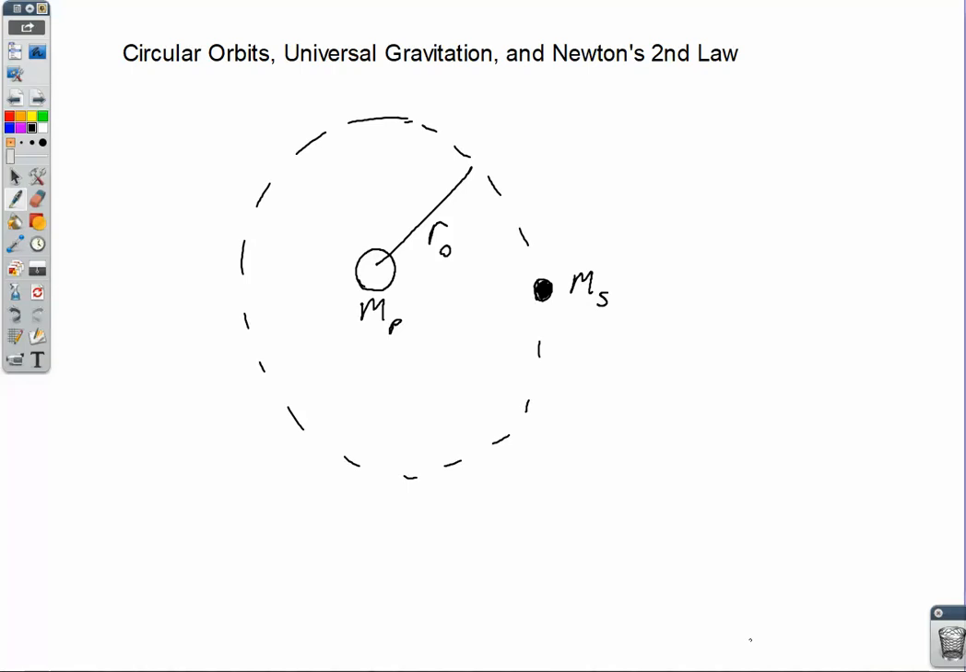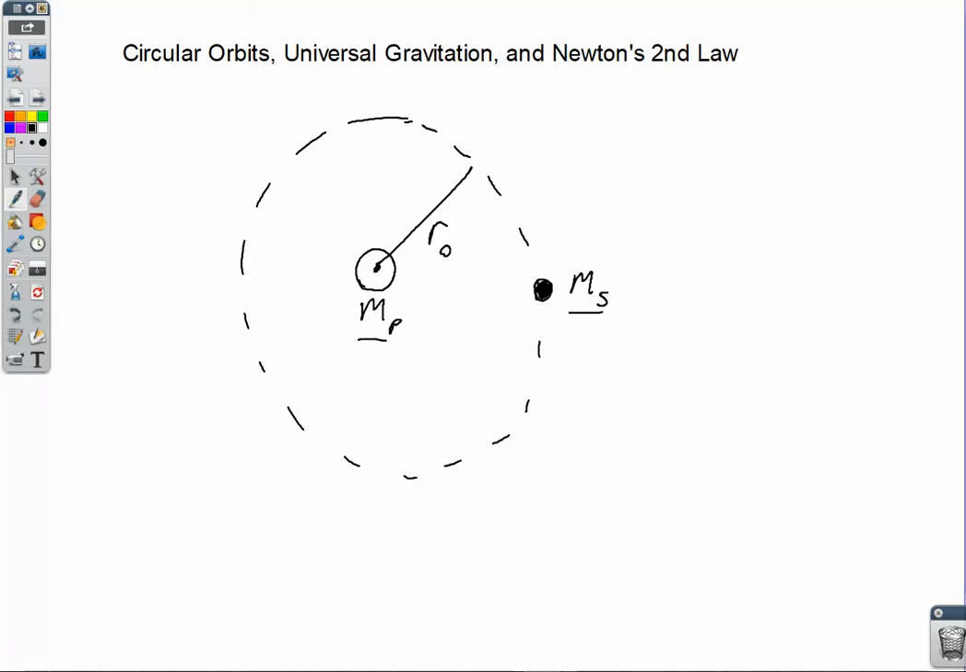So here we have some larger object. Let's call it a planet. So there's mass of a planet. And we have some smaller object. Let's call it a satellite. So we have mass of the satellite. And then we have the radius of orbit. Keep in mind that the radius of orbit needs to go all the way to the center of the mass of the planet, not just from the surface to the satellite.